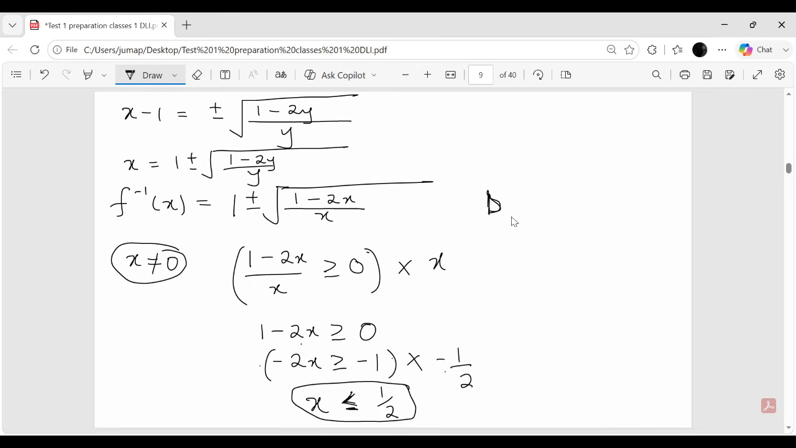So the domain, you say, x is a member of R where x must not be equal to 0, and x must be less than or equal to 1 over 2. And there you have it. I like writing like this because it's easy for me to understand. Okay, are we together?